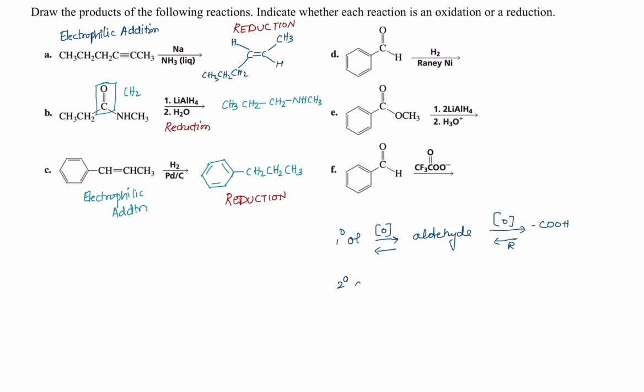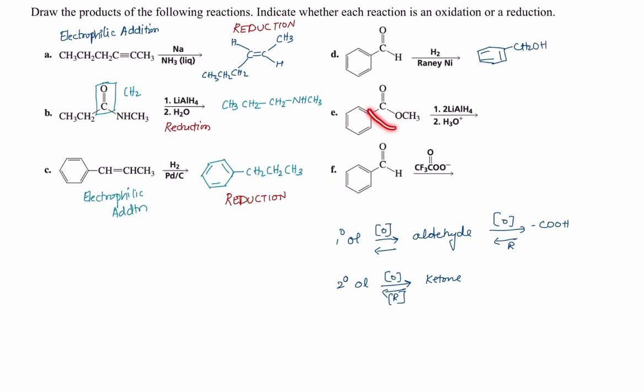The same way, when you have a secondary alcohol, when oxidized it is going to give us a ketone, and the opposite is going to be reduction. Ketones will give us a secondary alcohol when reduced. Here we have an aldehyde, which when reduced is going to give us a primary alcohol. Let's draw the structure here. So this is going to give us benzyl alcohol.